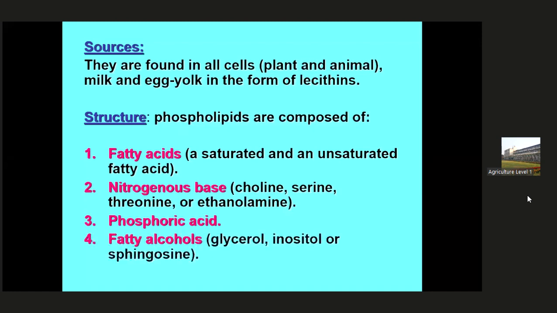And last, the alcohol. It may be a monohydric alcohol, it may be glycerol, it may be inositol, or it may be sphingosine. Sphingosine, glycerol, inositol, all are alcoholic group containing compounds. So these are the four constituents of the phospholipid: fatty acid, nitrogenous base, phosphoric acid, and alcohol.